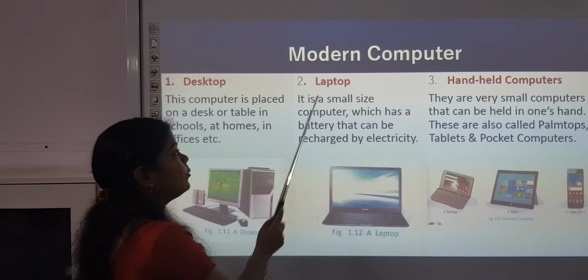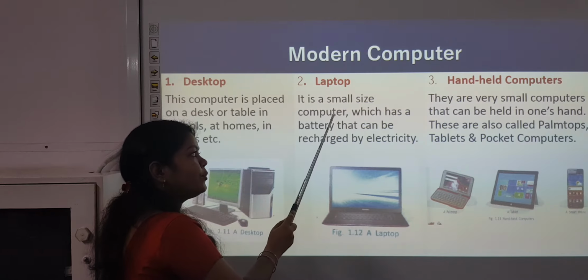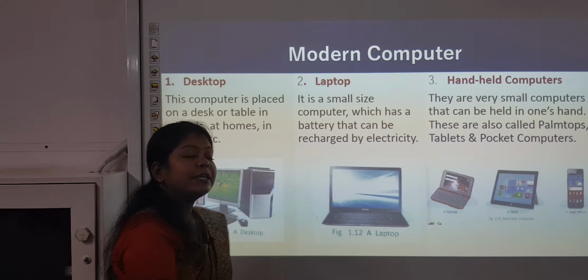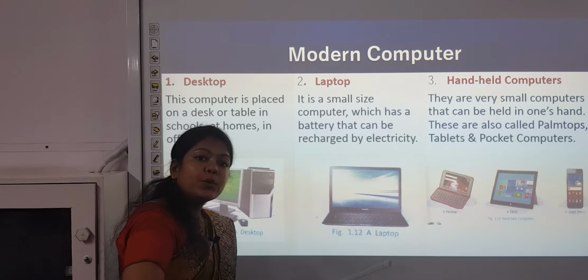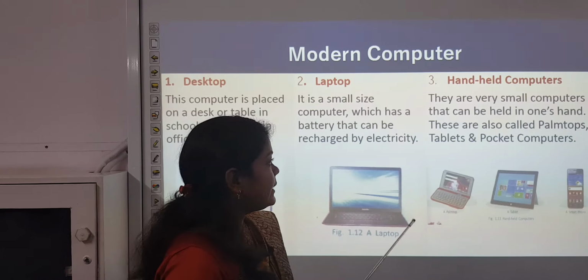Next we have laptop. It is a small size computer which has a battery that can be recharged by the electricity. As it is small in size, so you can carry it with yourself very easily.